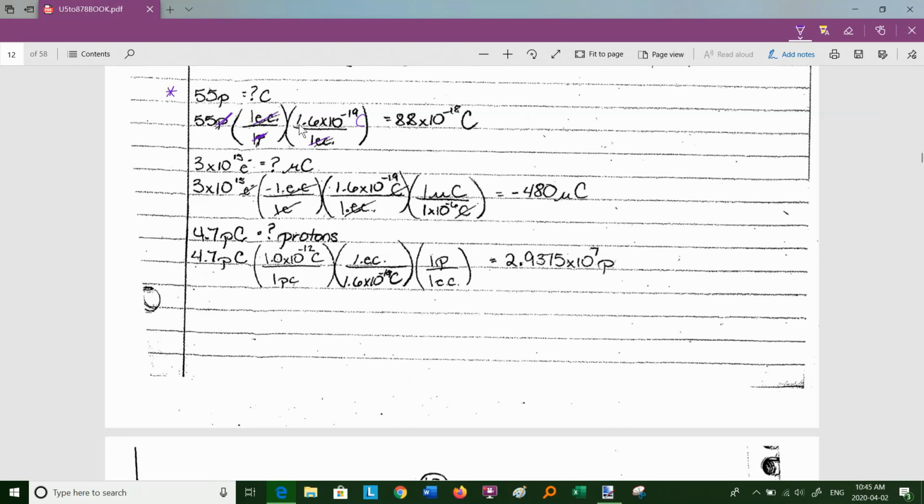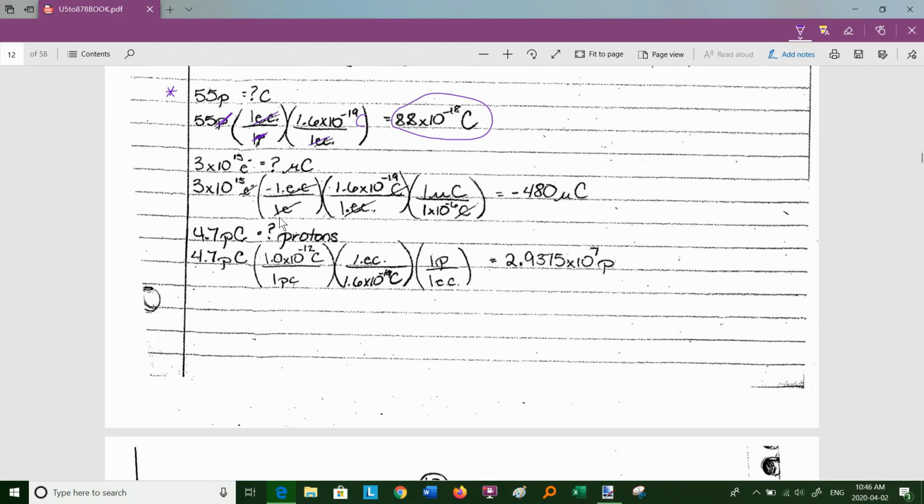Okay, so 55 protons, 1 EC for 1 proton, 1.6 by 10 to the minus 19 coulombs per EC. So 55 protons is equivalent to 8.8 by 10 to the minus 18 coulombs. Coulombs given the symbol capital C. Next one, 3 by 10 to the 15th electrons.